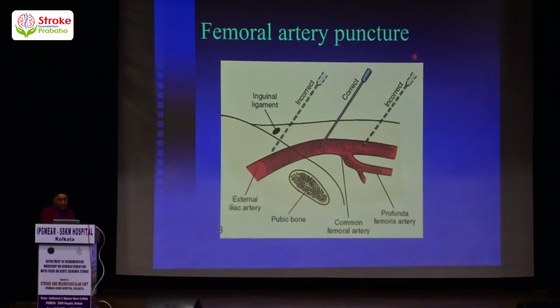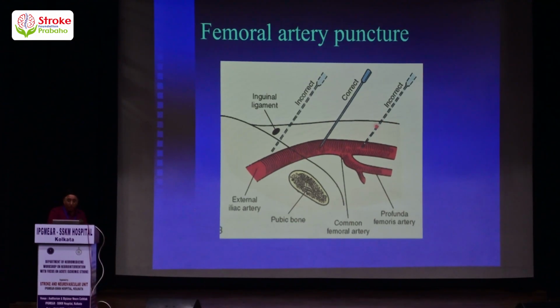When we are puncturing the vessel, we have to be sure that we are around 1 inch or 3 cm below the inguinal ligament, so we can hit the common femoral artery. If we are more proximal, we may even pierce the profunda femoris artery, and the blood will not come out very nicely. If we are more distal, we can puncture the superficial femoral artery, and then the chance of retroperitoneal hematoma is very high.